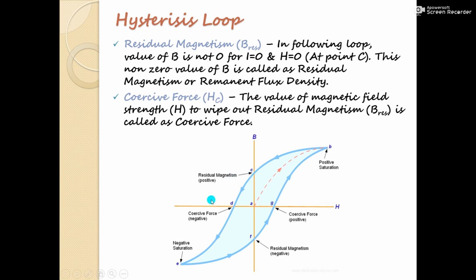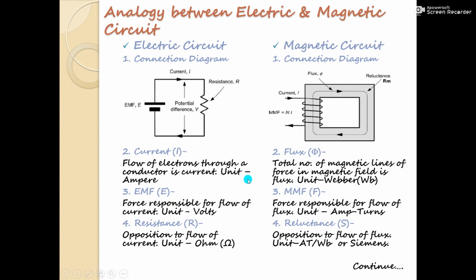The next is coercive force Hc. The value of magnetic field strength H required to wipe out this residual magnetism B_RES is called the coercive force.